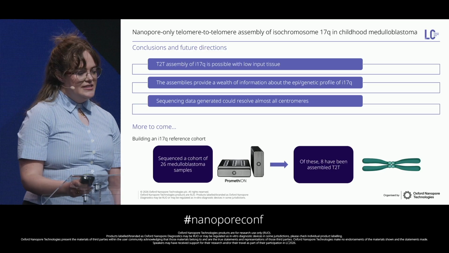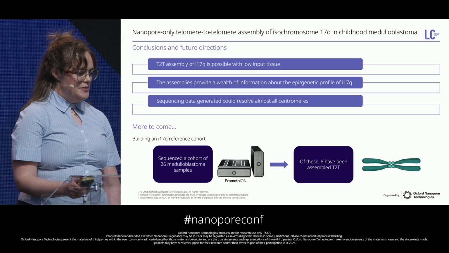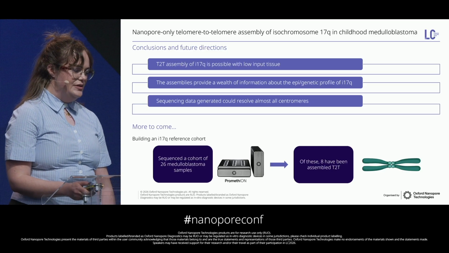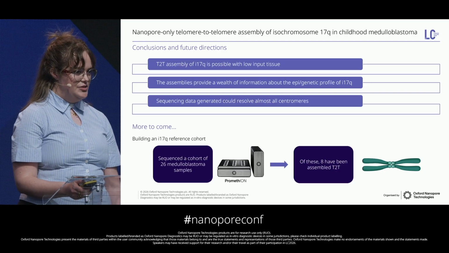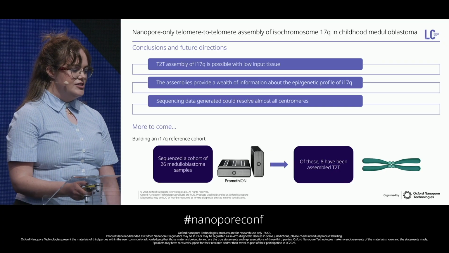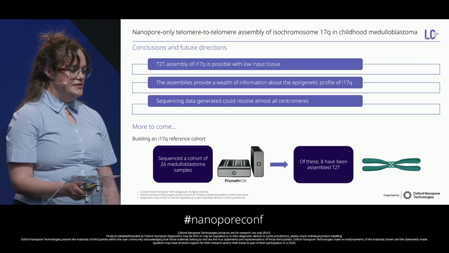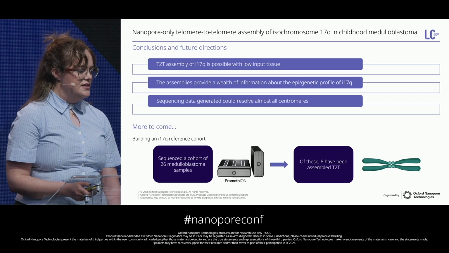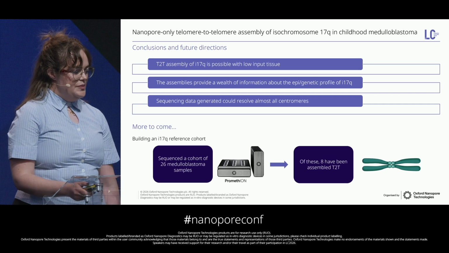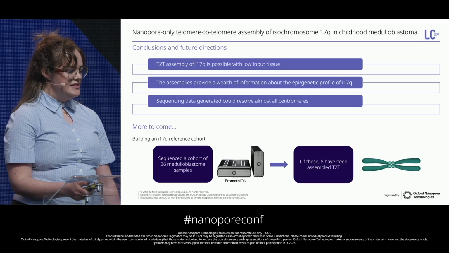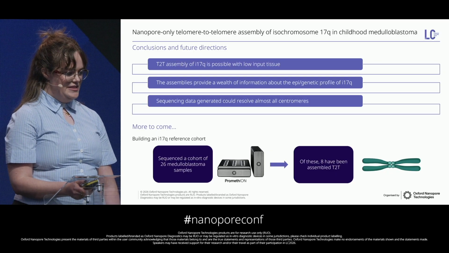However, this is only a very small snapshot of what I've been doing in my PhD. And since this sample, I've sequenced 26 other medulloblastoma samples, of which so far 8 of these have been assembled into these T2T constructs. The aim of this is to build towards having an isochromosome 17q reference cohort to better risk stratify patients with medulloblastoma.